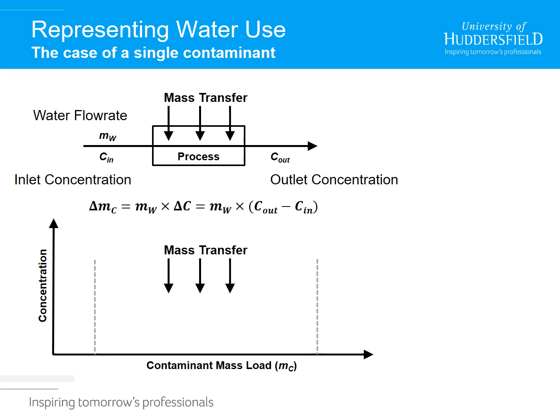and outlet concentration. In an XY axis chart, where the X axis is the contaminant mass load and the Y axis represents the concentration, the water use profile of this process can be represented by a single line with the corresponding inlet and outlet concentrations and mass load as the coordinates for the starting and ending point.